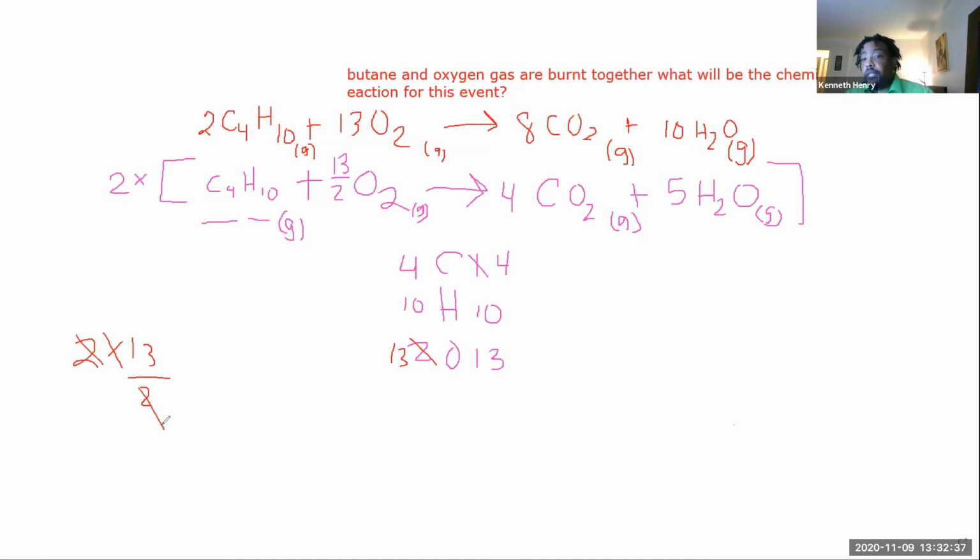But in actuality, it doesn't, because I can't have a half of a molecule, right? Have you guys ever seen a half of a person walking around? No. You don't, right? So in that case, you're not going to have a half of a molecule. So then we need to get rid of the fraction, and we get rid of the fraction by multiplying by whatever that denominator is.